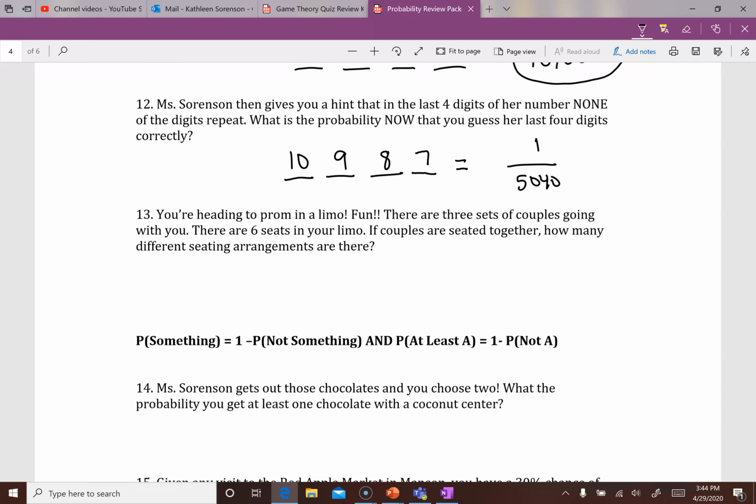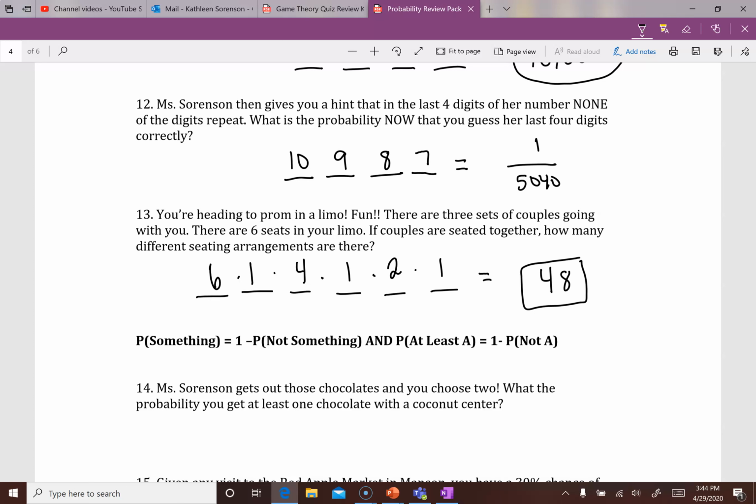All right, here's the seat problem. There are 3 sets of couples going with you, so there's 6 seats in your limo. And if the couples are seated correctly, how many different seating arrangements are there? So here you've got 6 options, but then your partner is chosen for you because you're a couple. Now you're down to 4 people, and then your partner's chosen for you, so you've got 1. Then you only have 2 people left to choose from, and then your partner has to sit next to you. So that gives me 48 total arrangements, which is less than I would think.